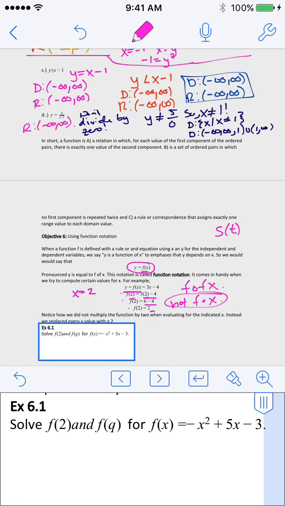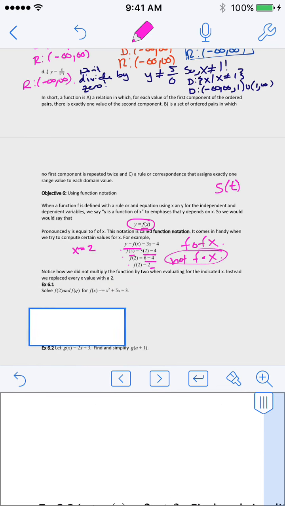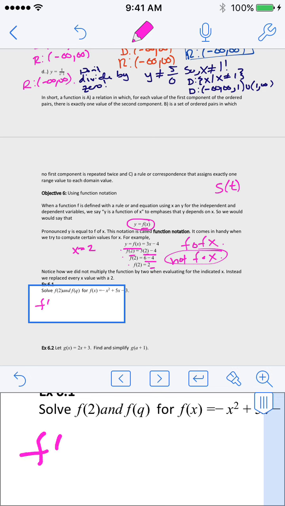Solve f of 2 and f of q for f of x equals negative x squared plus 3x minus 5. Or I'm sorry, plus 5x minus 3. So starting with this f of 2 thing, what am I supposed to do? What does that mean? What does this notation tell me I'm supposed to do with this function? Pause the video now and talk about it.